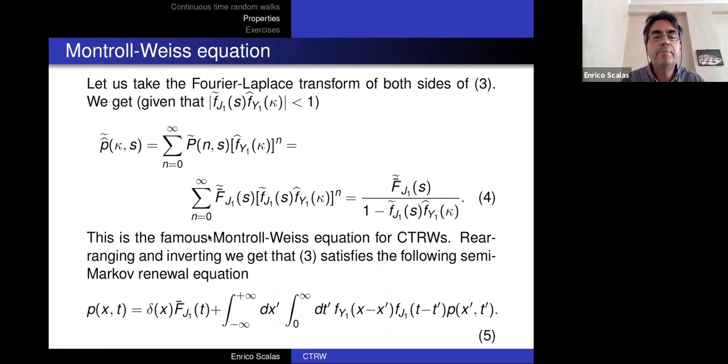I'm putting this equation just as a curiosity. What you find a lot in the applied literature is equation 4, which is also known as the Montroll-Weiss equation for continuous time random walks. It was introduced by Montroll and Weiss in a paper in the Journal of Mathematical Physics in the early 1960s, 1963, if I remember correctly.